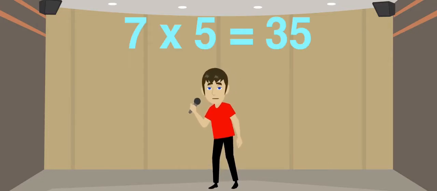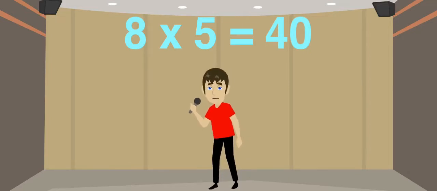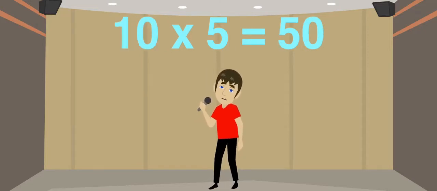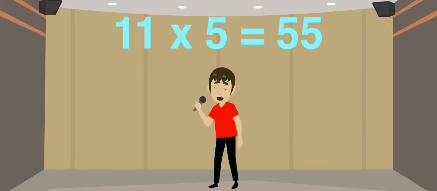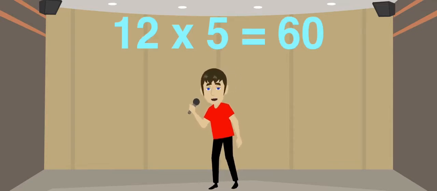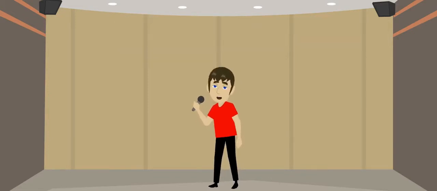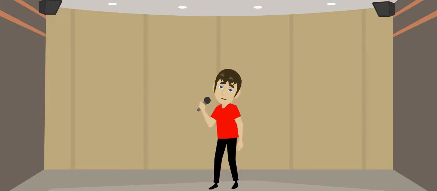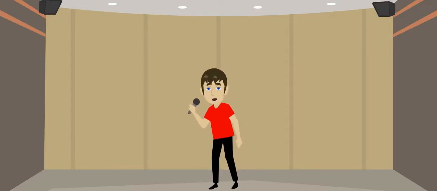Seven fives are 35. 8 times 5 is 40. 9 fives are 45. 10 times 5 is 50. 11 times 5 is 55. 12 times 5 equals 60. We can multiply by 5. We can always feel alive.